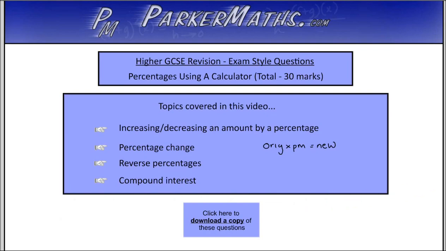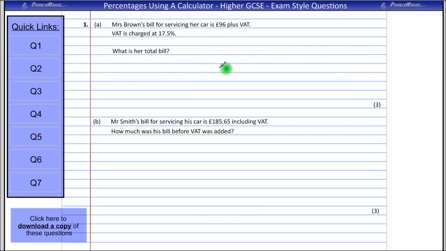Okay, let's get started. Question 1, Part A. Mrs. Brown's bill for servicing her car is £96 plus VAT. VAT is charged at 17.5%. What is her total bill? Well, in any percentage question, we know that our original amount multiplied by something called the percentage multiplier will give us our new amount.